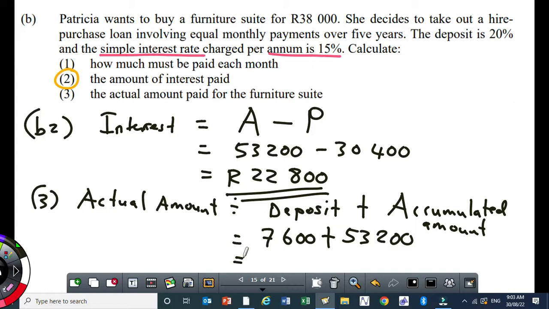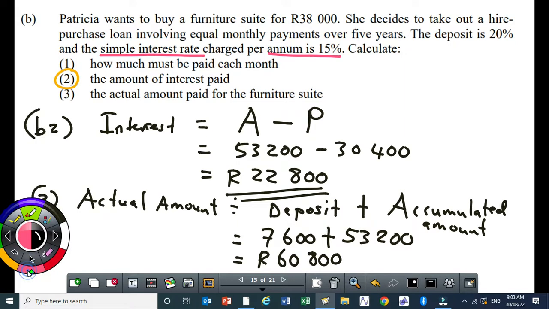So in total, this will give us 60,800 rand. So that's the total amount that the person will eventually pay. Instead of paying 38,000 if she had cash, over 5 years she will pay in total 60,800 to have that furniture.